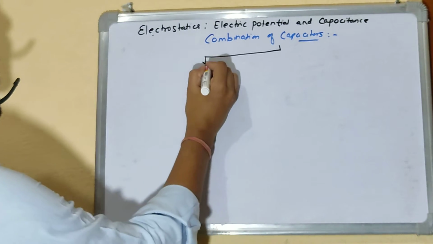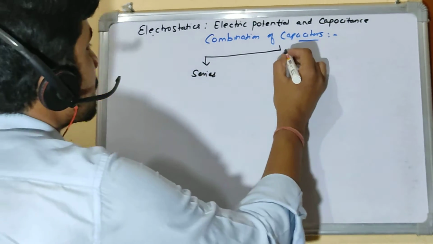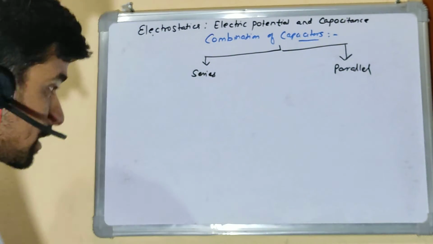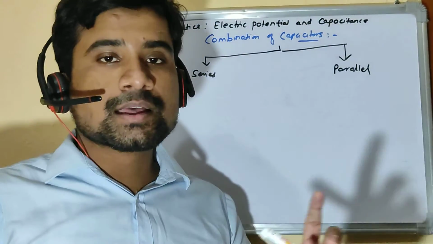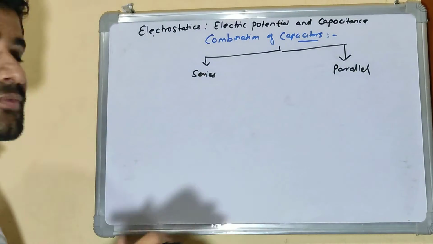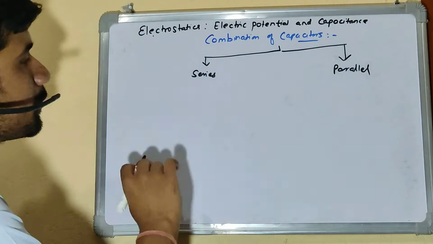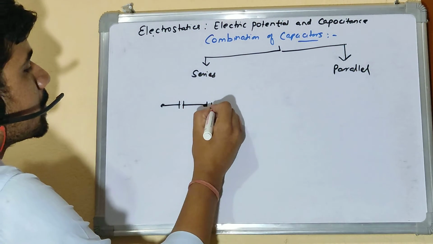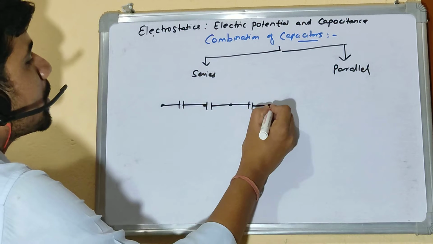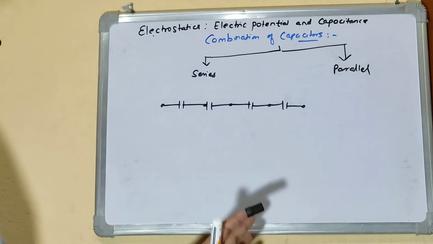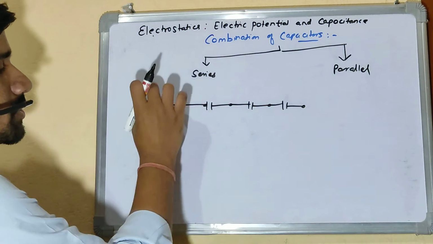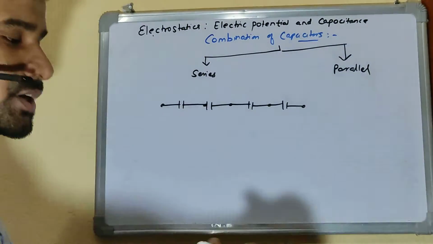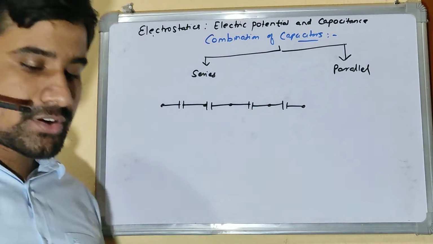One combination is called series combination, and the other is called parallel combination. So let's talk about the difference between these two. Series combination is nothing but an end-to-end combination. The capacitors are connected end to end, like the end of the first is the start of the second, and the end of the second is the start of the third, and it goes in the same chain. This is what a series combination is.